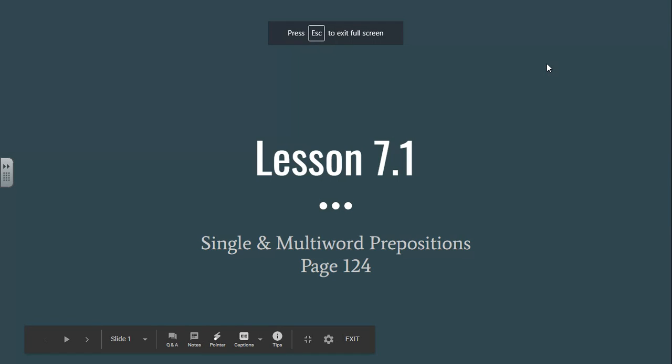Hello, seventh graders. We are going to start chapter 7, which is about prepositions. The first lesson is about single and multi-word prepositions, and it begins on page 124.